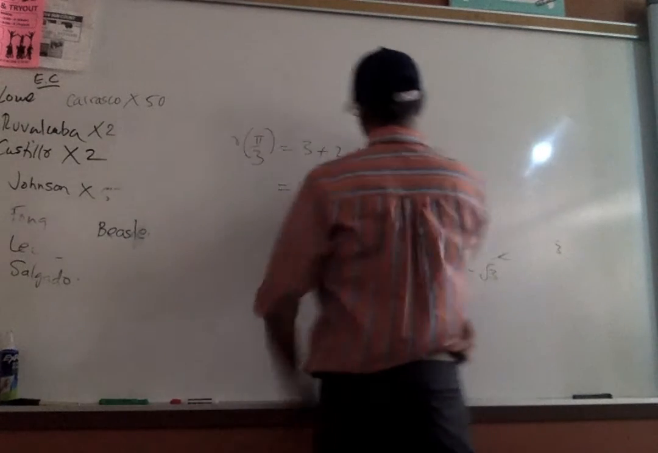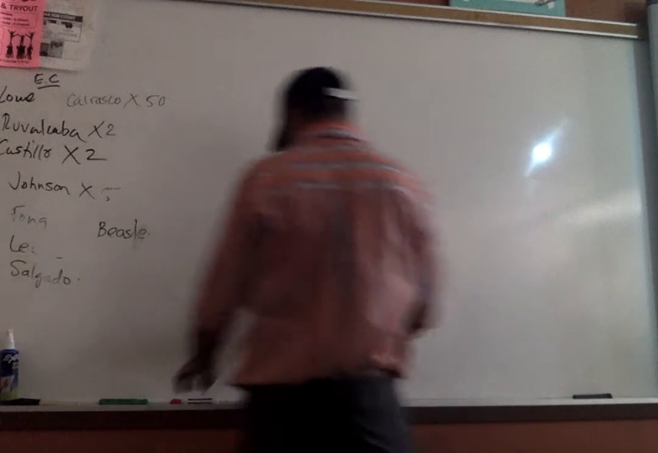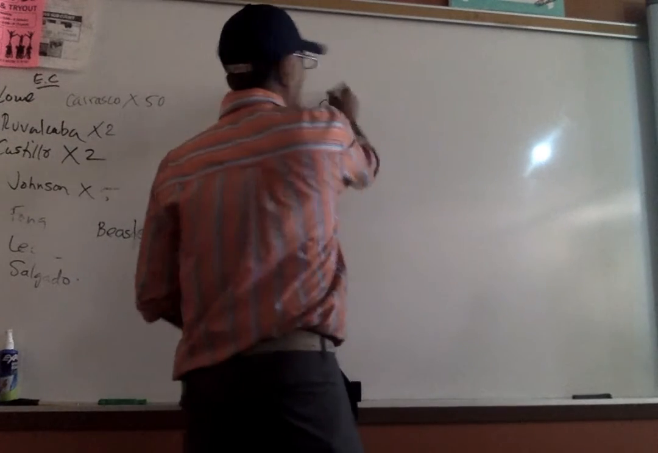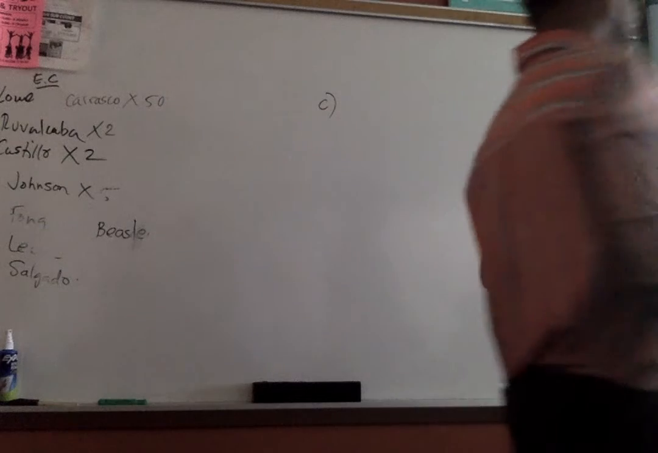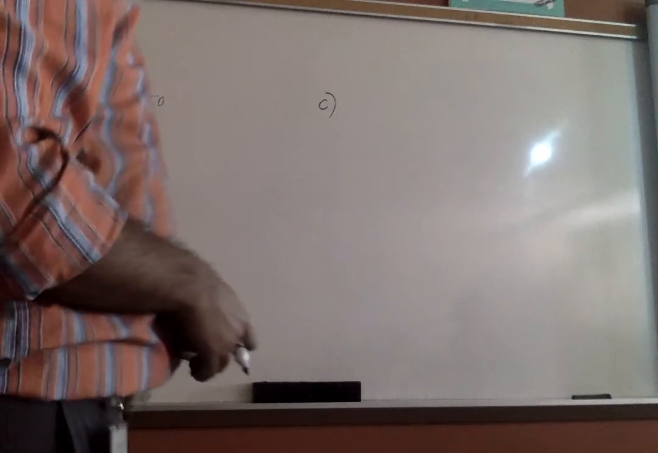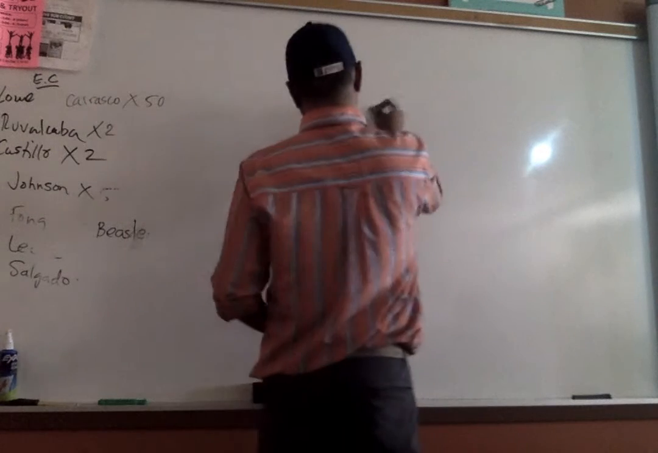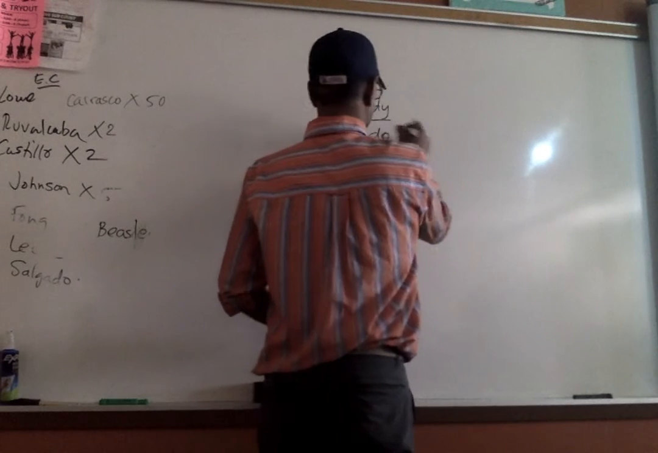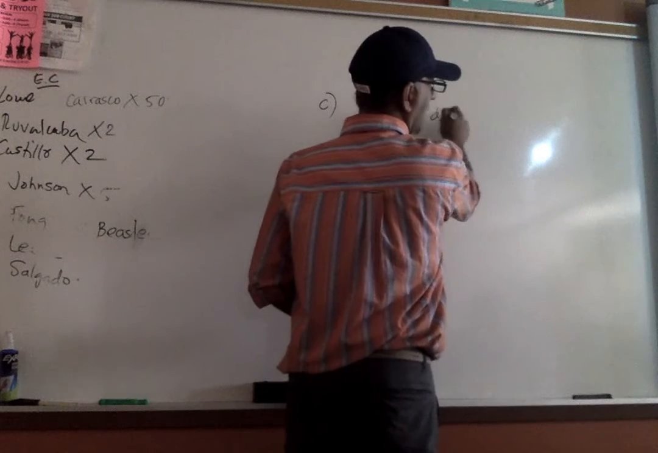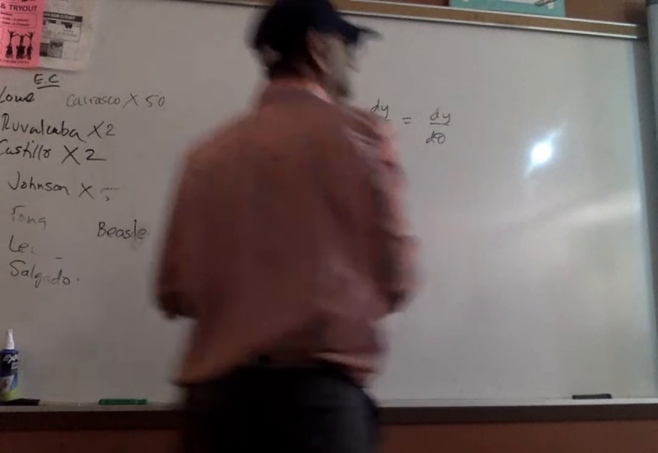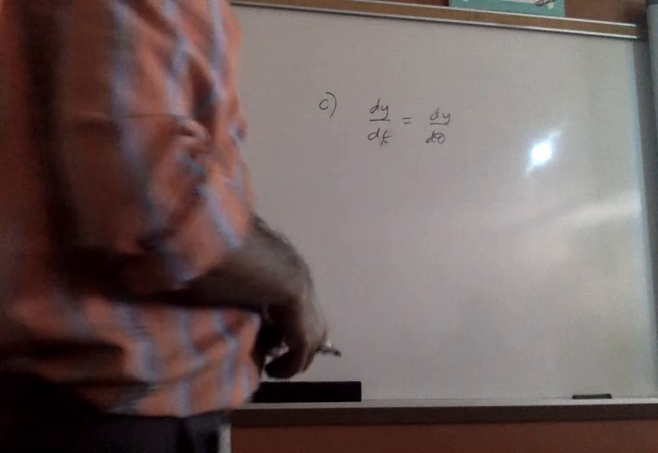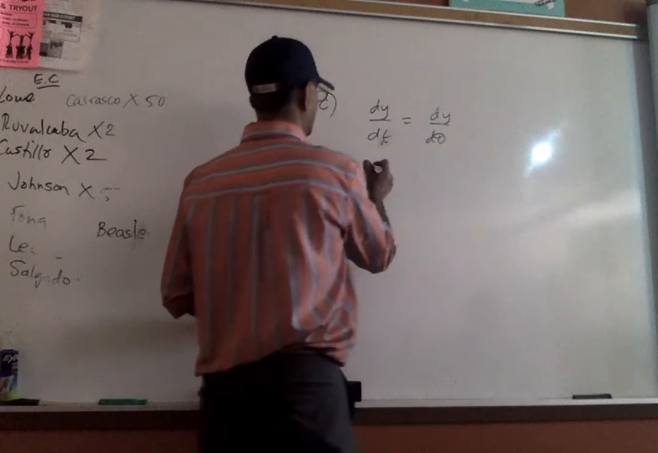Alright? Let's do C. We want to do all of it. We'll just kind of set it up. C followed from B. If you understood B, C followed. Read it with me, please. It says, for the particle described in part B, dy over dt equals dy over d theta. Find the value of dy over dt at theta equals pi over 3.